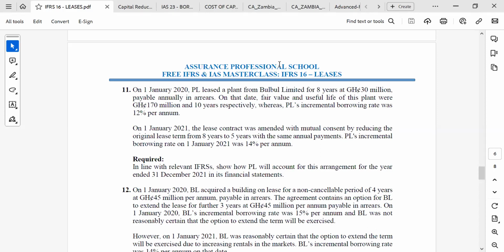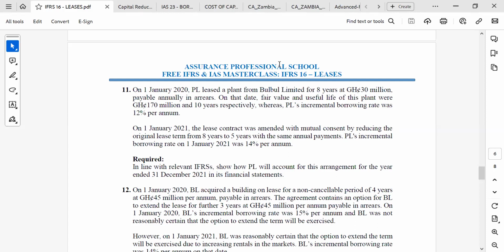All right, thank you. So you can see that there is a change in one of the variables that we are going to be using to estimate our initial lease liability. They have now reduced the lease period from 8 years to 5 years.